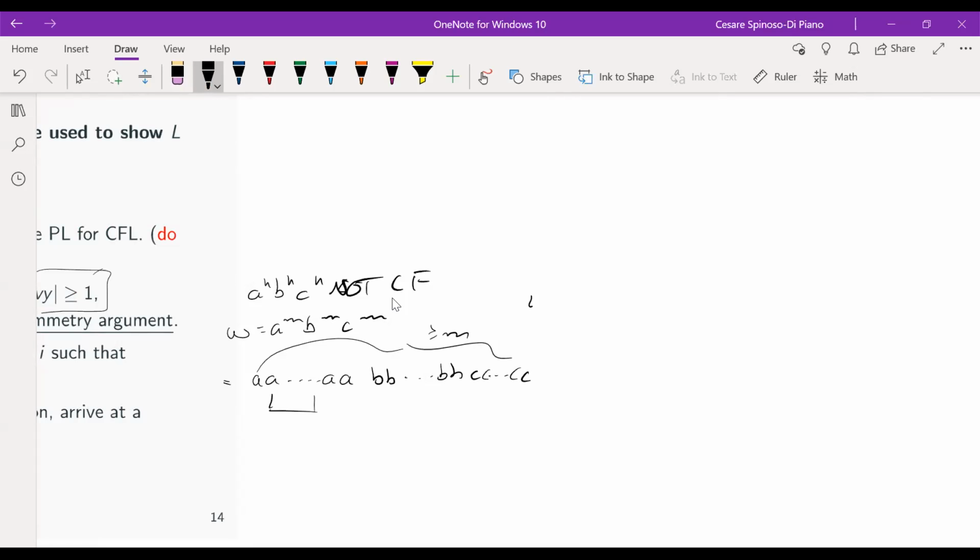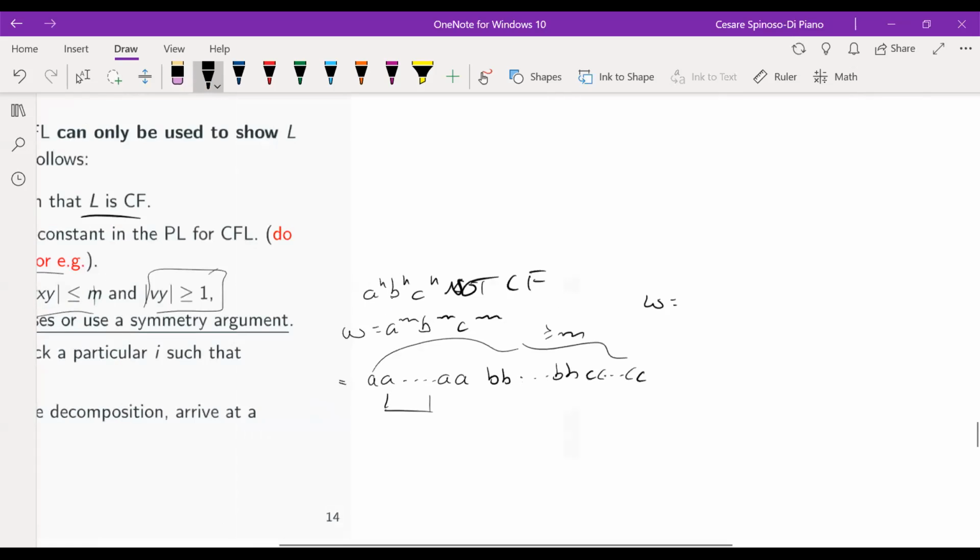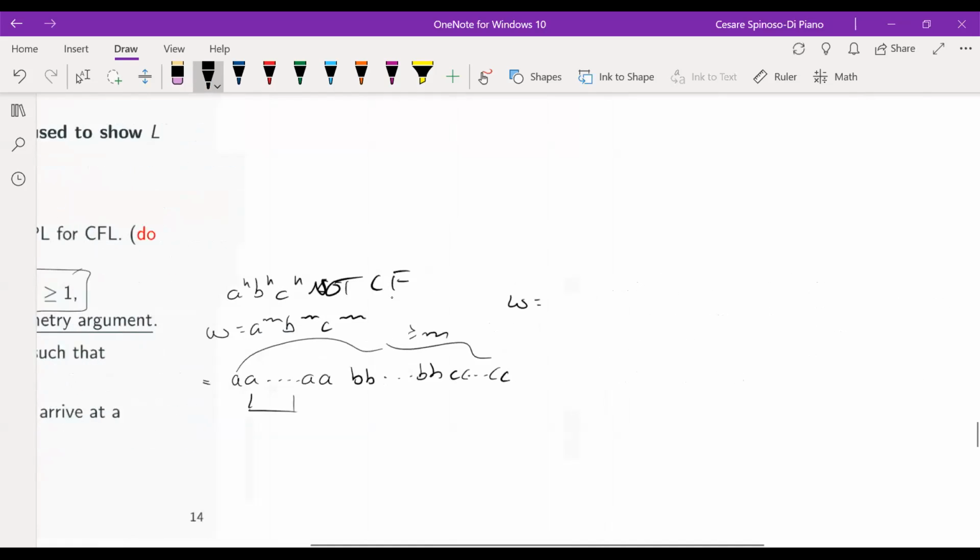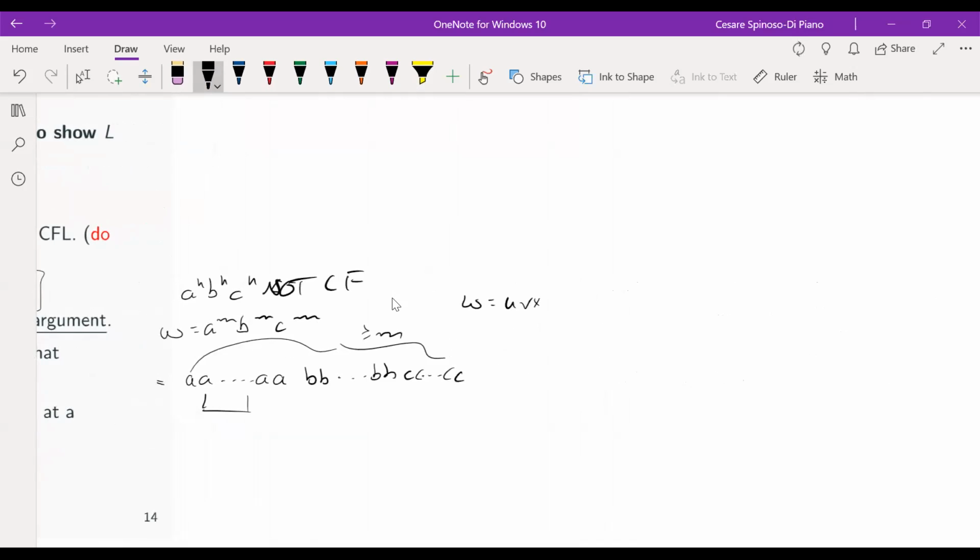Since your decomposition is uvxyz, you're going to scan all of your string using vxy, basically. So the first possible case is vxy could be within all of your A's. So that's one case. Then you would pump up or down and try to get a contradiction. Then you could move your filter here, basically. It's kind of like a filter. And now your vxy would be all B's, okay? Then you could move it here. Your vxy would be all C's. And then you keep going.